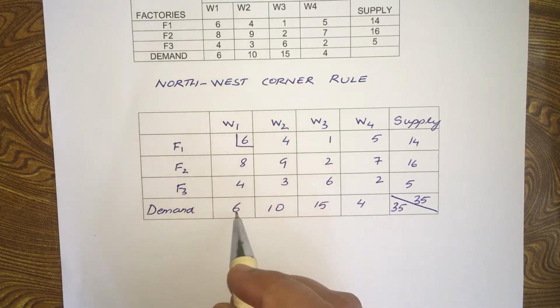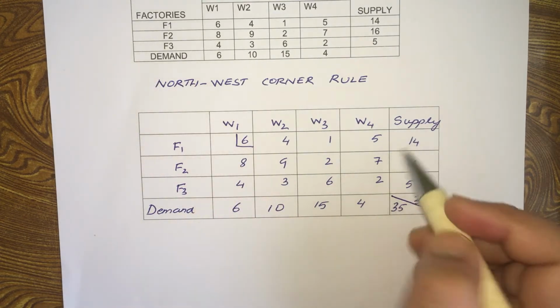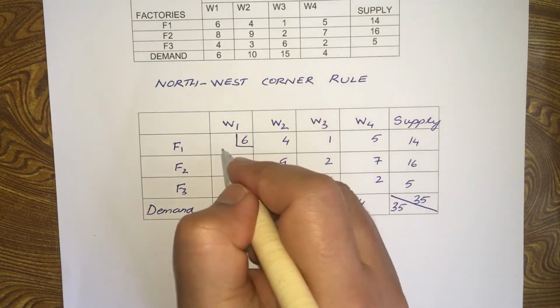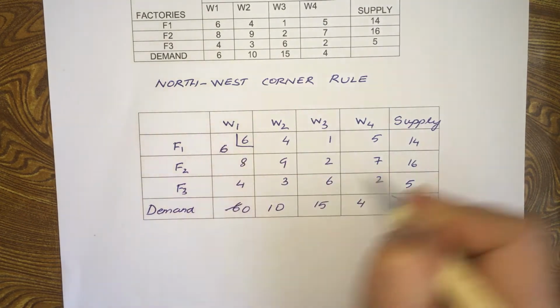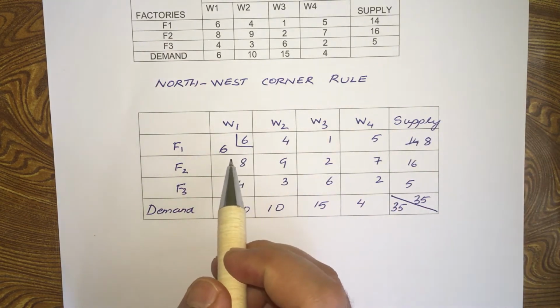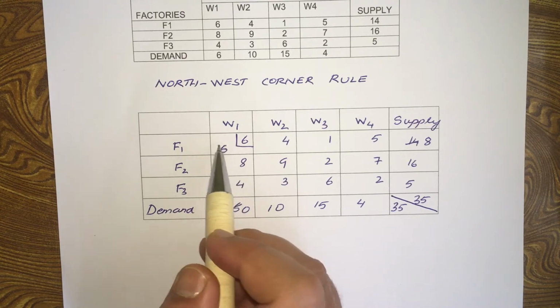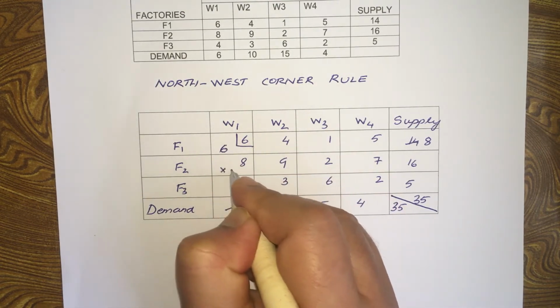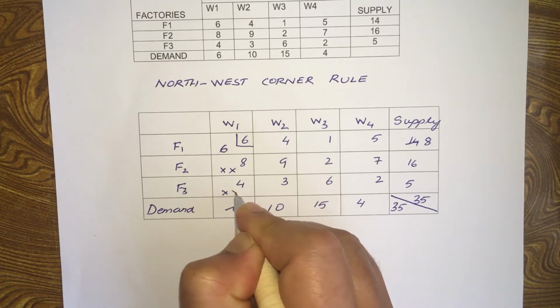So what is your demand here? 6. Your supply is 14. So since the supply is greater than the demand, we can allocate 6 here, and we are left with 8. So there we have allocated first in the northwest cell. So we have met the demand of W1.